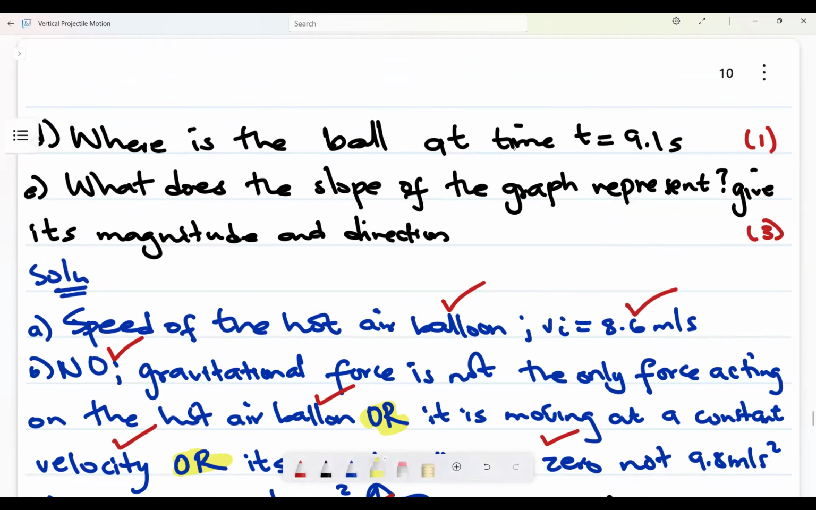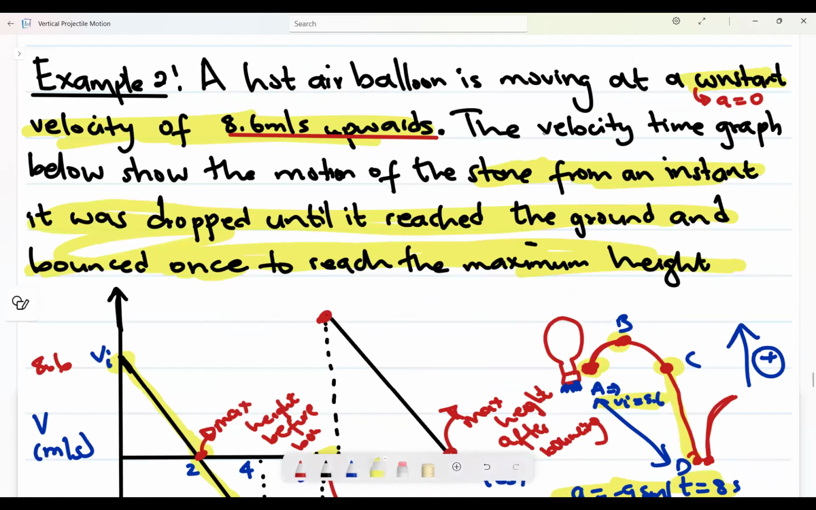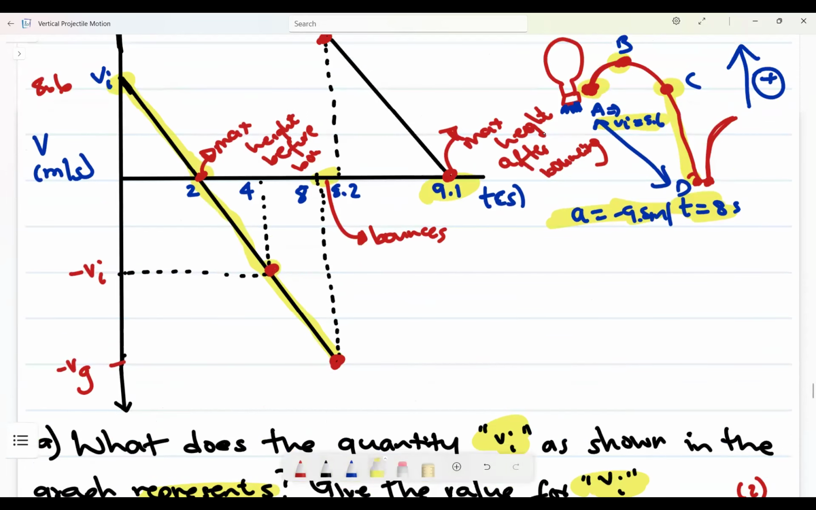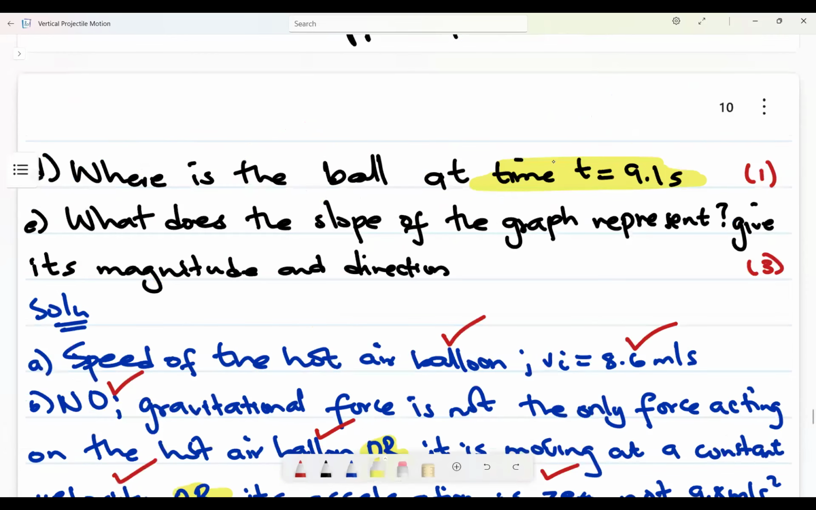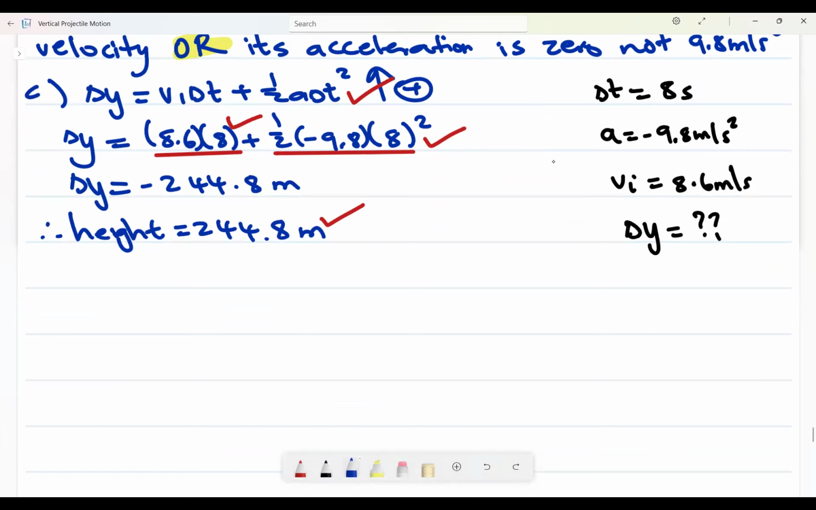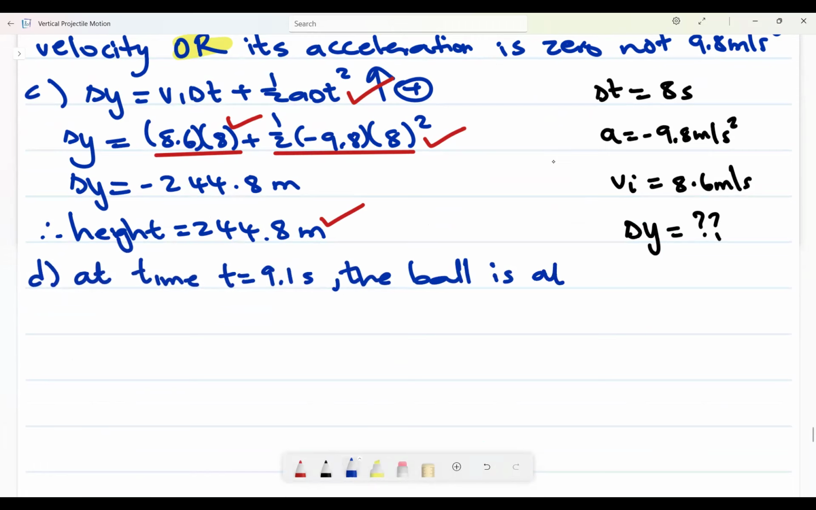Question D says, where is the ball at time t equals 9.1 seconds? Here it is. The ball is where? Remember, you check, here it is the maximum height. Why? Because now the velocity is 0. So it means now at time t equal to 9.1 seconds, the ball is at the maximum height.